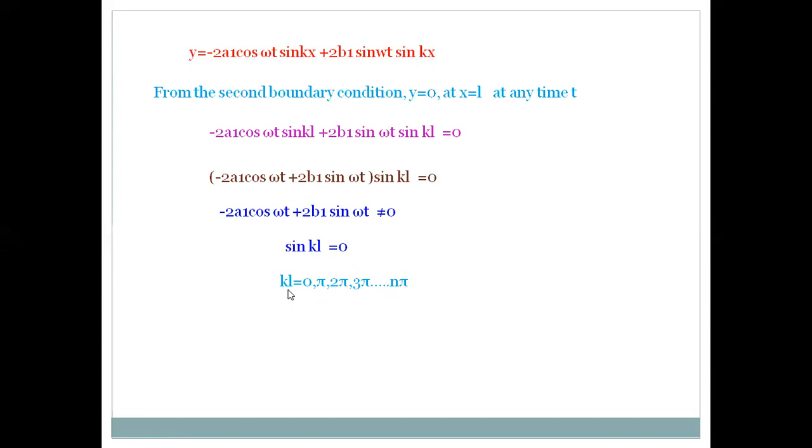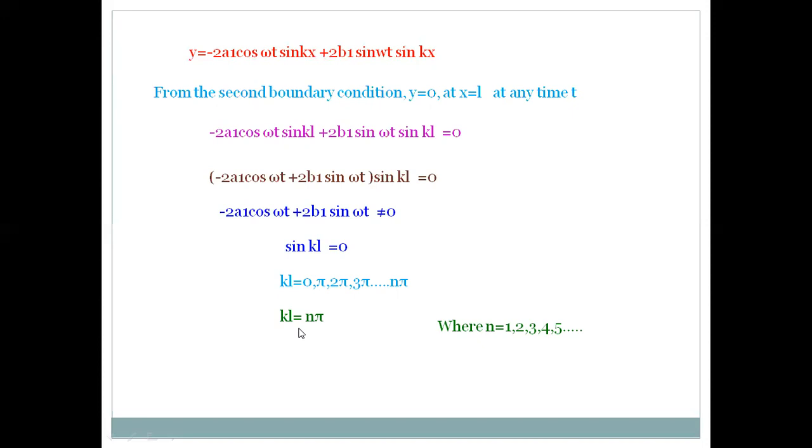So kl is equal to n pi, where n may be replaced by 1, 2, 3, 4, 5, 6, and so on. We don't write n is equal to 0, because n equal to 0 is nothing but there is no vibration, so we start with n is equal to 1, that is pi. n is equal to 2, that is 2 pi. n is equal to 3, that is 3 pi, and so on. Last one is n pi.